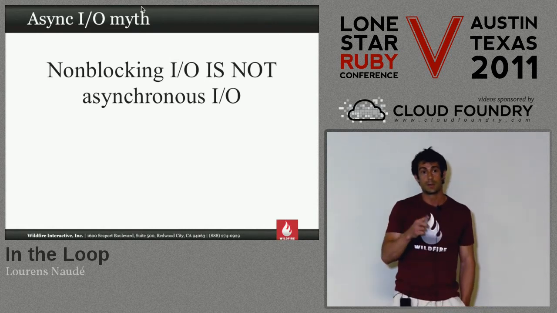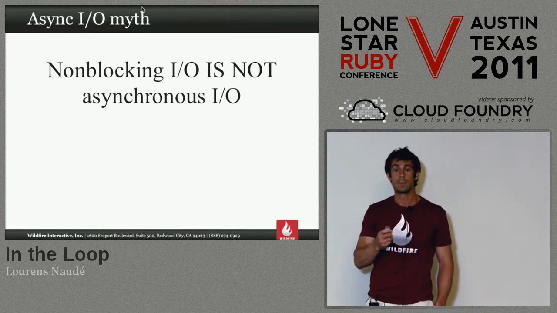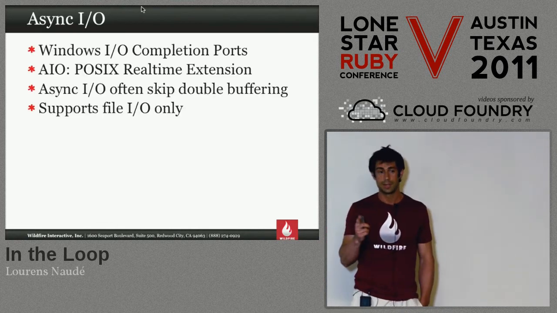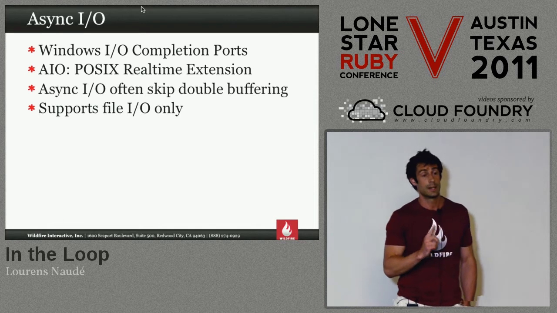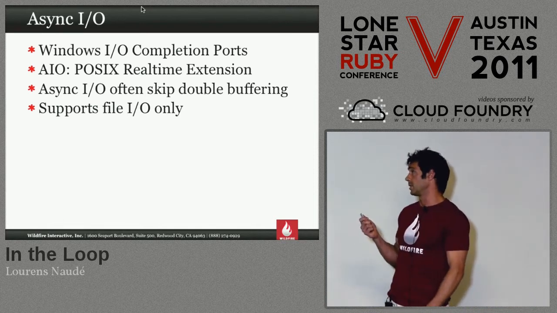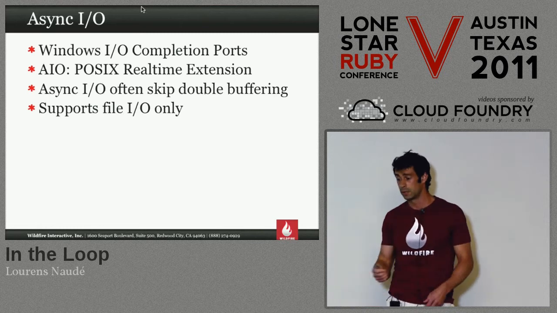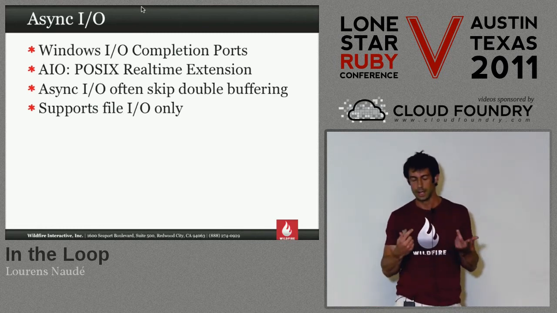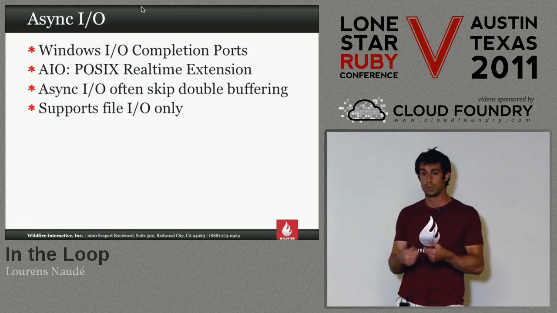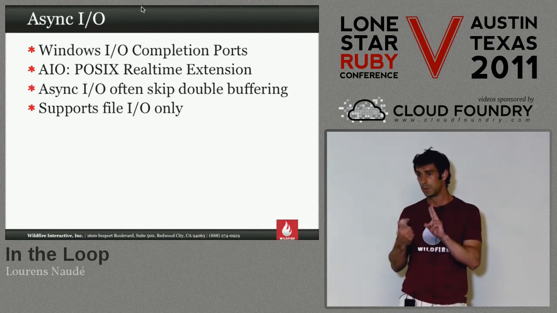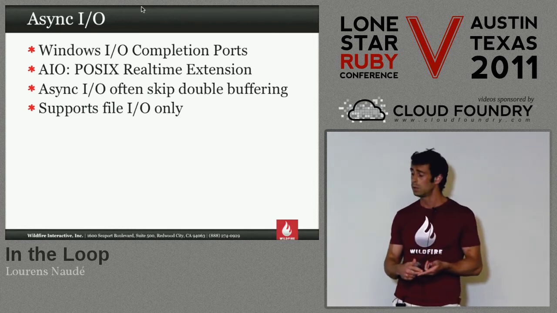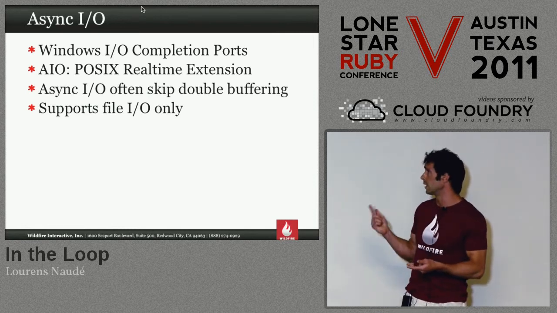However, non-blocking I/O is also not asynchronous I/O, and this is something a lot of people confuse all the time. The big irony here is that one of the best async I/O implementations is on the Windows operating system, a subsystem called Windows I/O completion ports. On Linux systems, we have an extension of the POSIX specification called the real-time extensions. Now, there are two things to remember with async I/O, and none of them is really applicable to network I/O at all. They often skip double buffering.